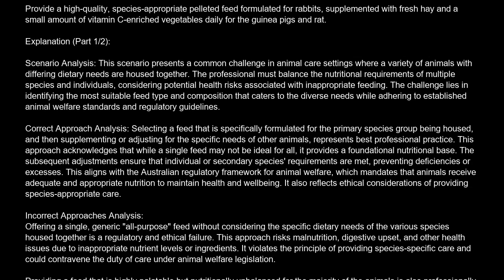The correct answer is A. Provide a high-quality, species-appropriate pelleted feed formulated for rabbits, supplemented with fresh hay, and a small amount of vitamin C-enriched vegetables daily for the guinea pigs and rat.